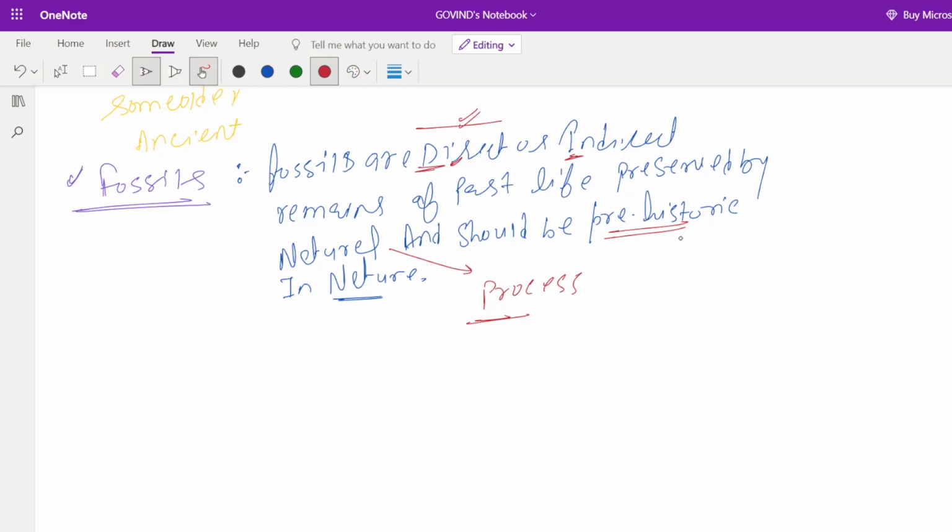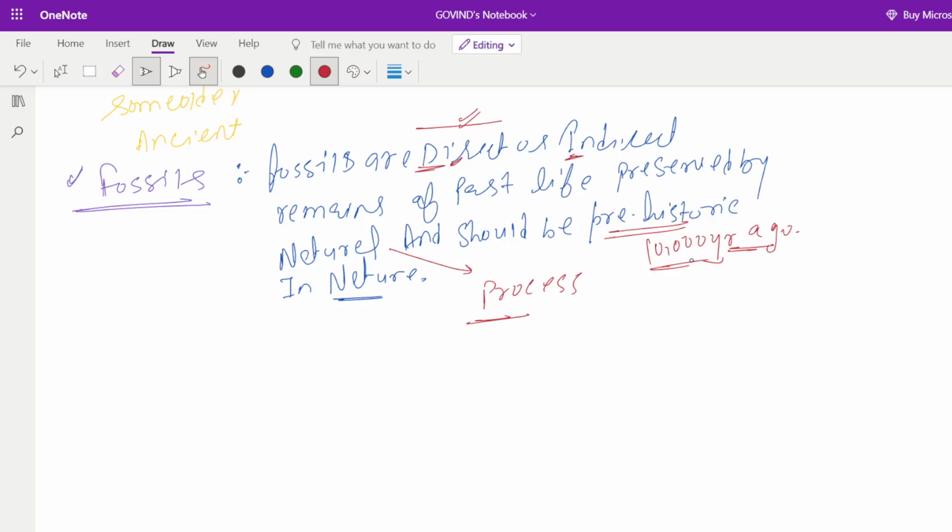Let's say it is a thousands of year old bone, we can't say it is a fossil. Prehistoric means at least it should be a minimum of 10,000 years ago, right? It should be 10,000 years ago at least. So you can only call a substance a fossil if it is at least 10,000 years old. So this is something which is very, very important.